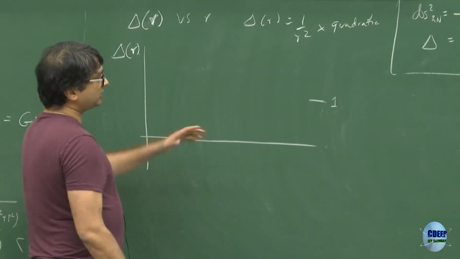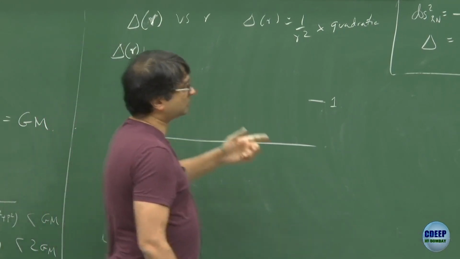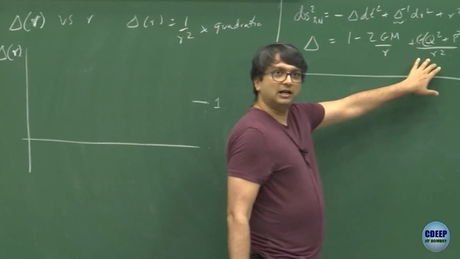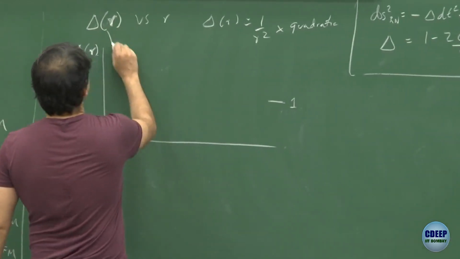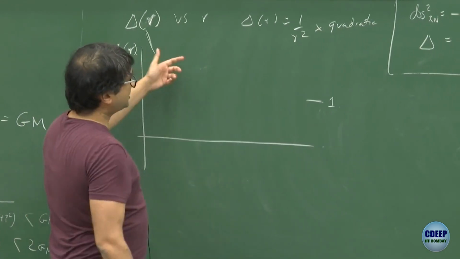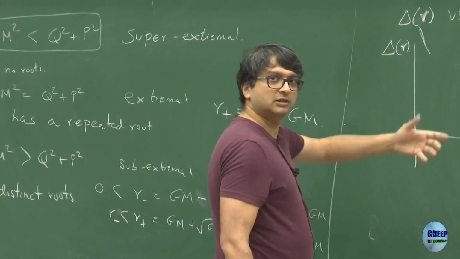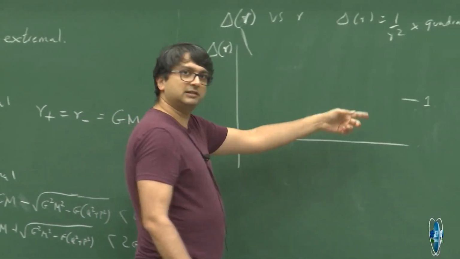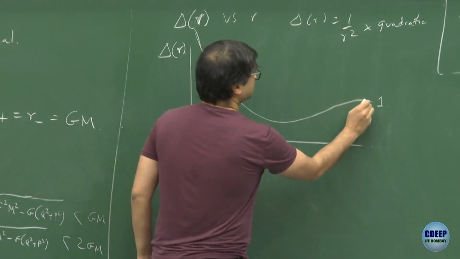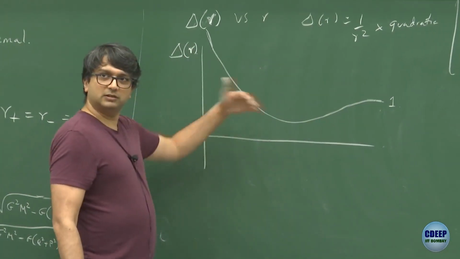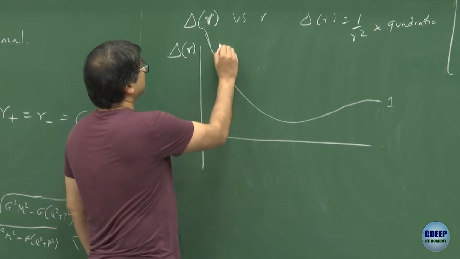As r goes to 0, in all cases, delta will blow up. As r goes to 0, this term dominates, and delta of r will approach plus infinity. In case 1, where the quadratic has no roots, this curve will never intersect the x-axis. So it will look something like this, the quadratic divided by 1 by r square. So this is case 1.